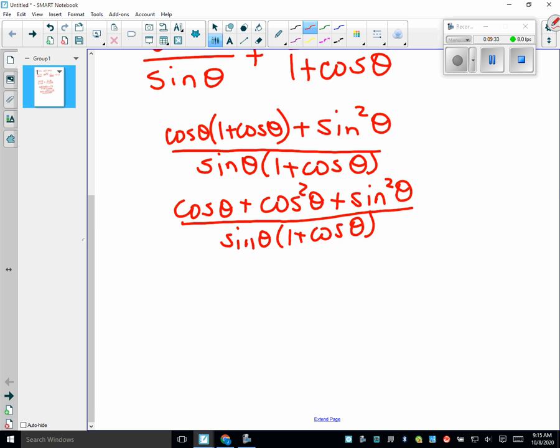What's cosine squared plus sine squared? 1. Oh. So on top, do I actually have cosine theta plus 1 over sine theta times 1 plus cosine theta? Is that right?